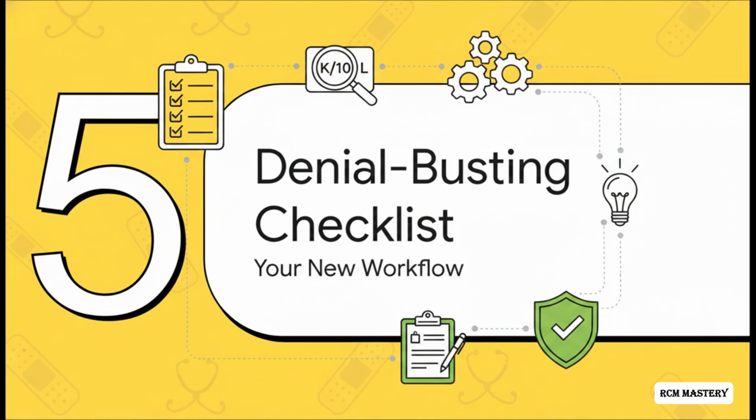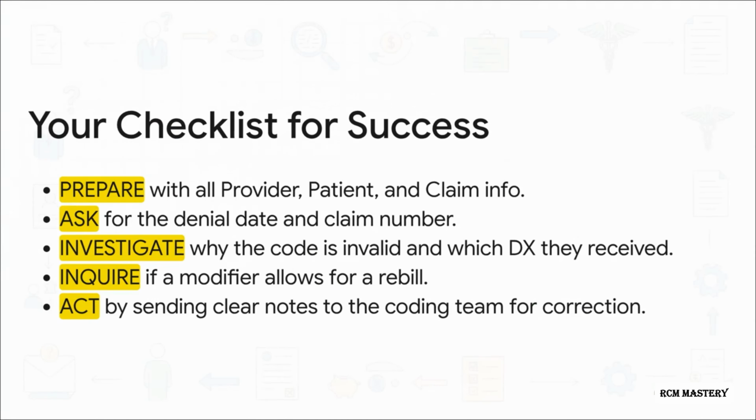Okay, let's do a quick recap with your denial-busting checklist. Think of this as a summary of your new workflow. And here it is, your checklist for success. First, prepare with all your provider, patient, and claim info. Then, ask for that denial date and claim number. Next, investigate why the code is invalid and which diagnosis they actually received. After that, inquire if a modifier could solve the problem. And finally, act by sending clear, detailed notes to your coding team for correction.